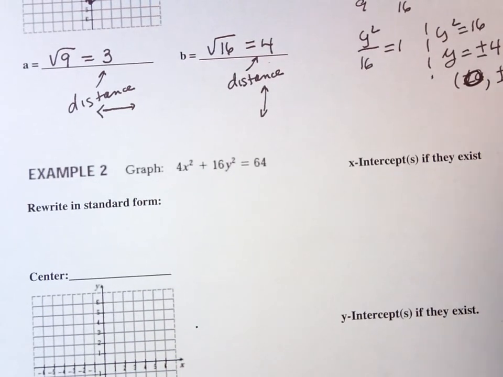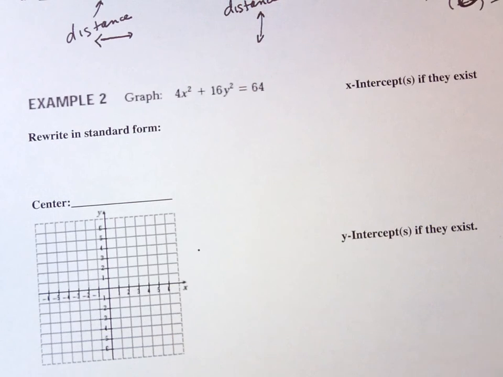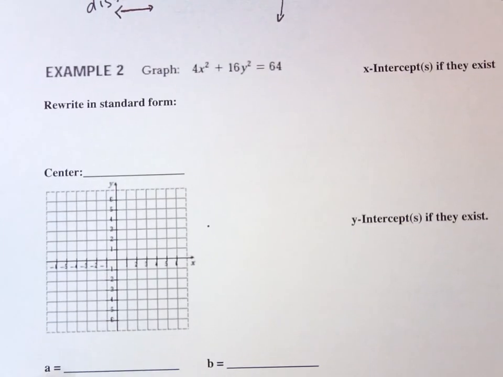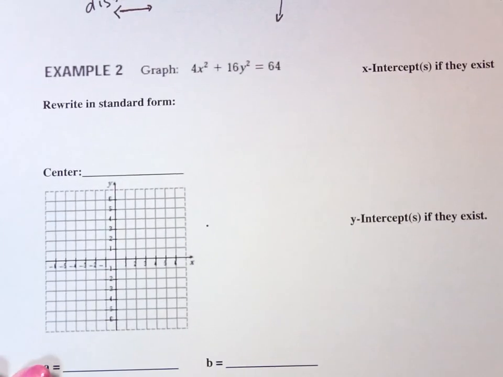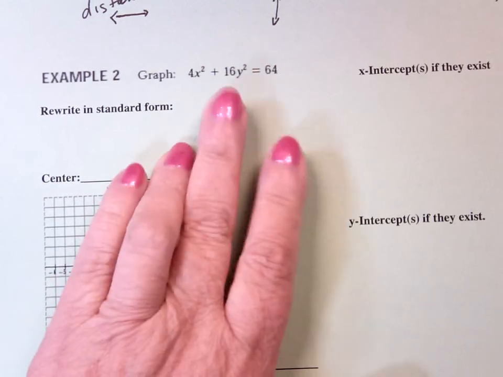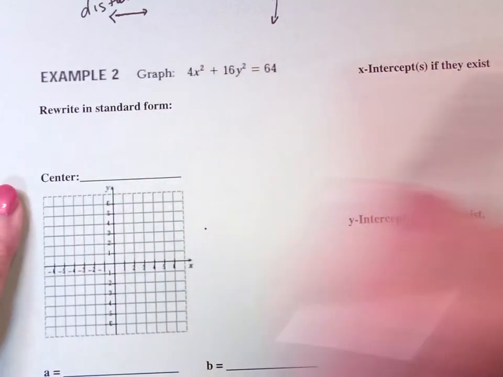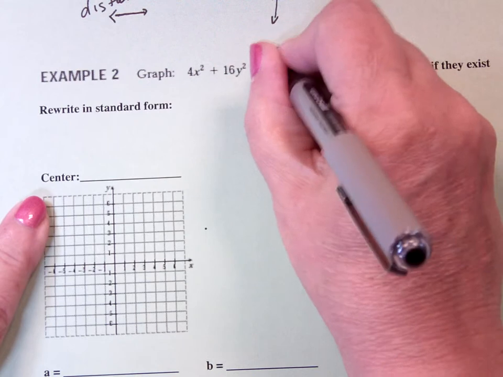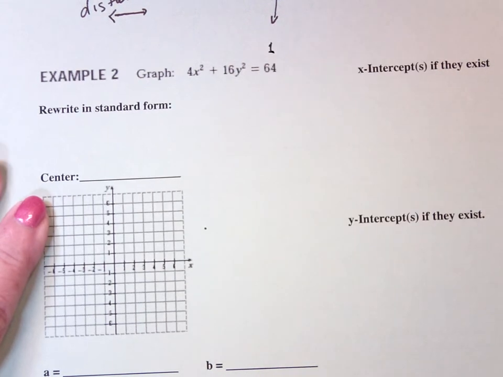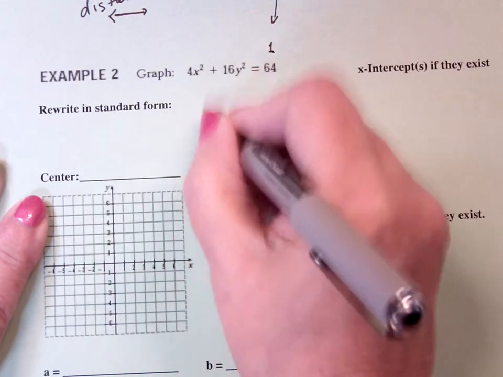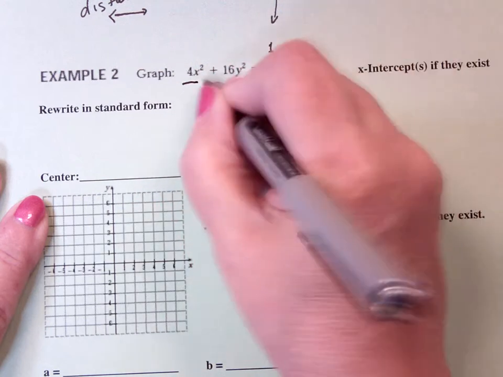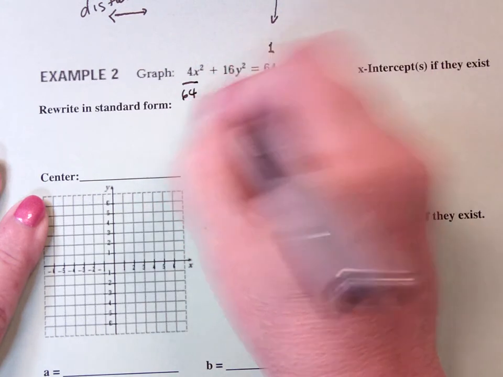We are doing a conics. This is not in standard form, so the first thing I have to do is rewrite it in standard form. I need a 1 in that position. So to rewrite in standard form, I am going to have to divide everybody by 64.